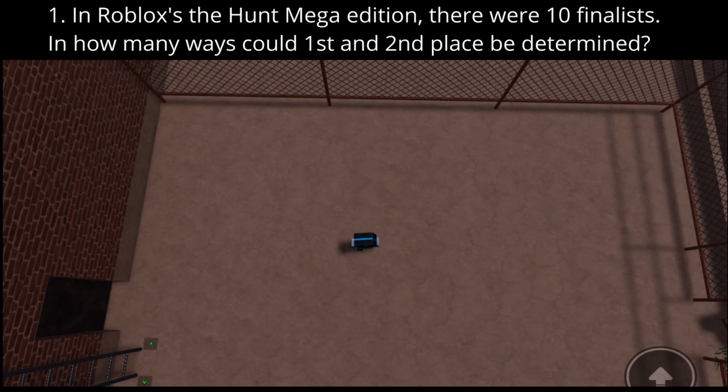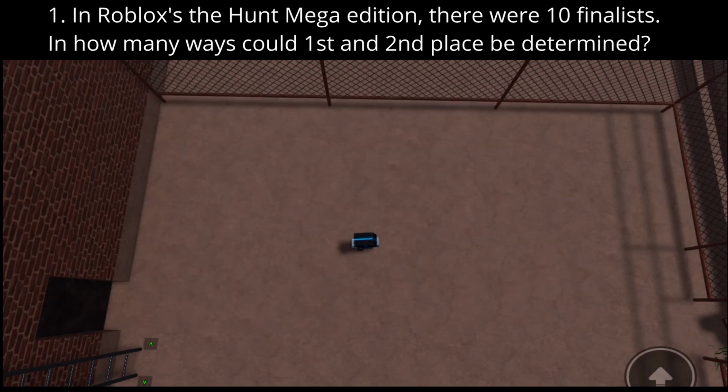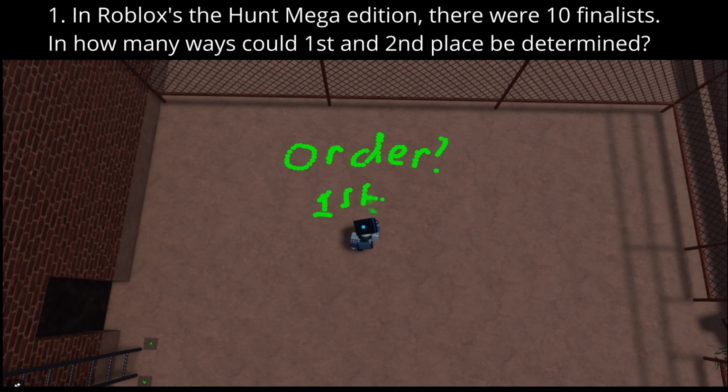Our first problem at the top says, in Roblox's The Hunt event, there were 10 finalists. In how many ways could first and second place be determined? To do that, we need to consider, does order matter or not? Well, let's see what the problem says. The positions we have are first and second place. Here, I think order does matter because getting a first is way different than getting a second place. So this means, do we use a permutation or a combination? Well, we know that order matters. That means we use a permutation for this problem.